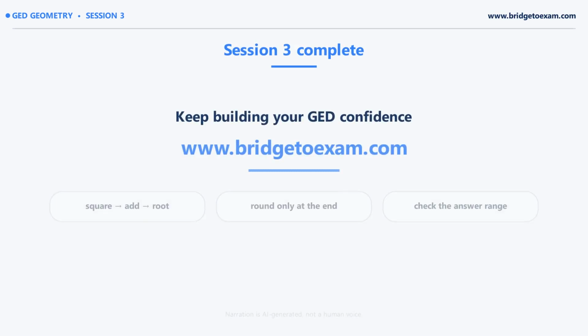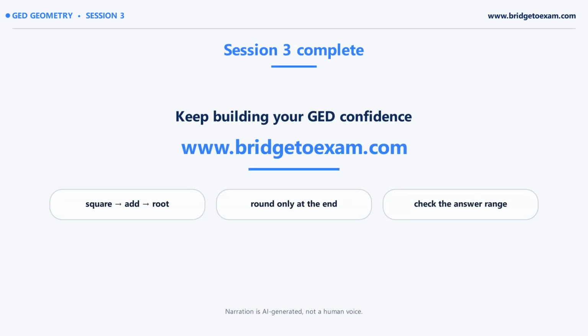You can now find a hypotenuse, preserve an exact radical, and round responsibly. Next, we reverse the process to find a missing leg.